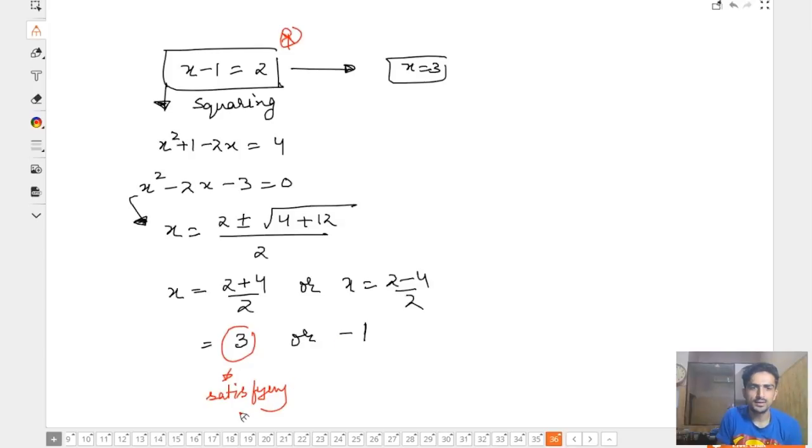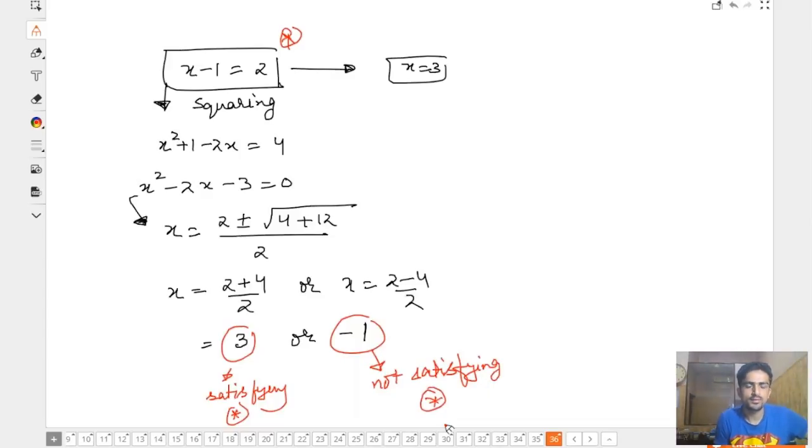Whereas, if you check minus 1, just put it in the equation. Not satisfying star. But why so? Where did I commit any mistake? Squaring is not bad. What is wrong with it? After that, it was just quadratic. I just solved it. Whatever values I got should have been the solution.